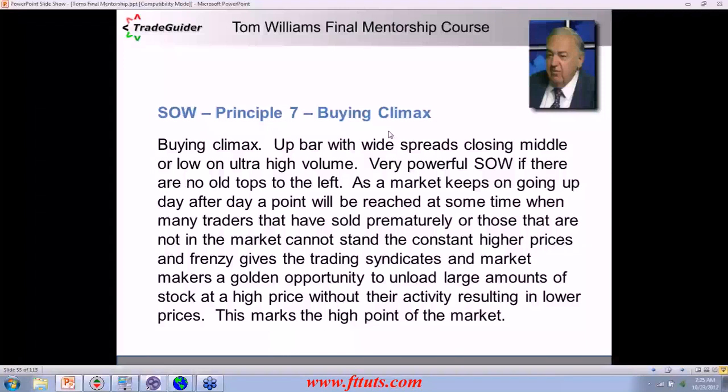As a market keeps on going up day after day, a point will be reached at some time when many traders that have sold prematurely or those that are not in the market cannot stand the constant higher prices and the frenzy of buying. And it gives trading syndicates and market makers a golden opportunity to unload large amounts of stock or whatever instrument at a high price without their activity resulting in lower prices. This will mark a high point on the market.